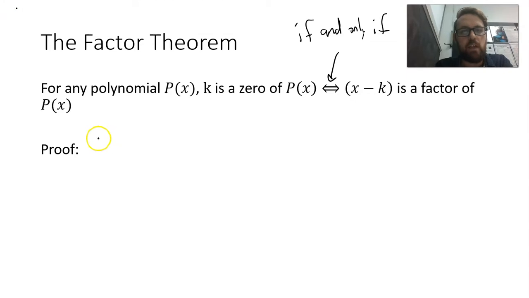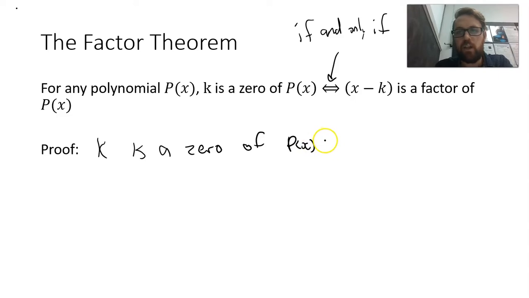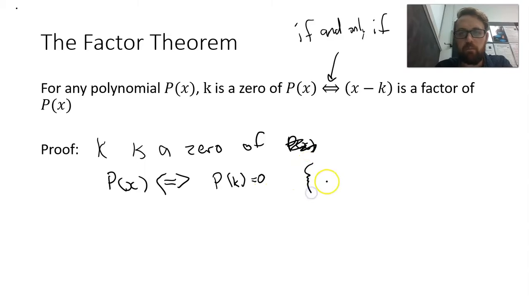So let's do it. So k is a zero of p of x. I might actually just drop this down and you'll see why in a second. So k is a zero of p of x if and only if p of k equals 0. All right, so it's just if we substitute k in, we get that equal to 0. The reason for that is the definition of a zero. So if we substitute that number in there, we should get 0.